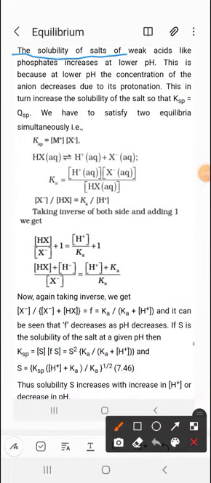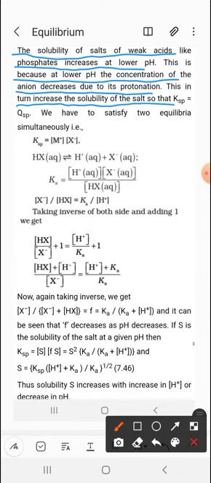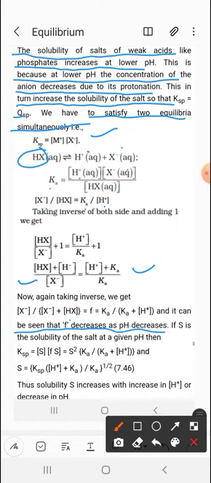But the solubility of salts of weak acids like phosphate increases at lower pH. This is because at lower pH, the concentration of the anion decreases due to protonation. Thus, it increases the solubility of the salt so that Ksp is equal to Qsp. So we have to satisfy two equilibria simultaneously. Ksp is M positive X negative. This is HX, H positive X negative, and Ka will be H positive X negative upon HX. And you can see X negative upon HX is equal to Ka upon H positive. Taking inverse of both sides, adding 1 to it, you will get this kind of expression. And now again taking inverse, we get X negative divided by X negative plus HX, which is equal to Ka upon Ka plus H positive. And it can be seen that F decreases as pH decreases.